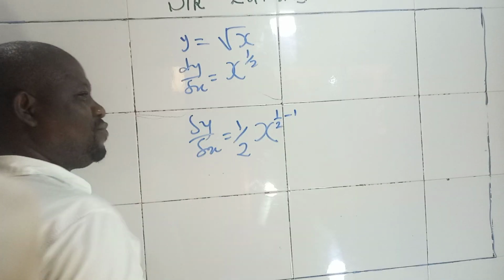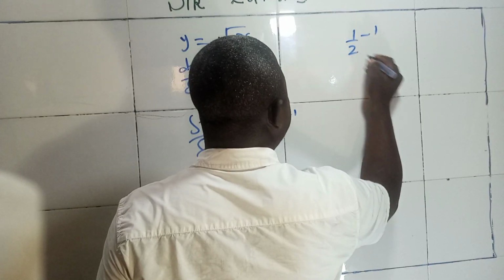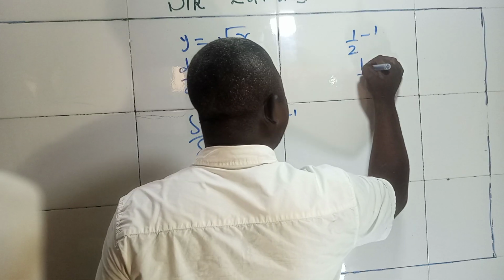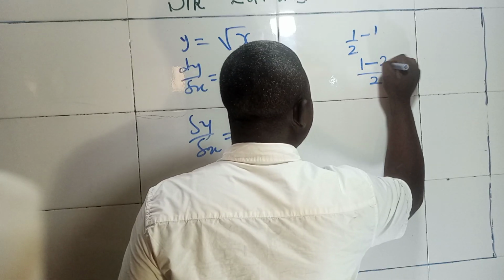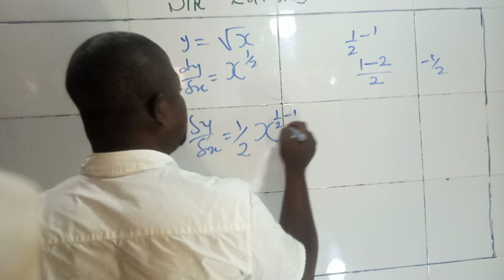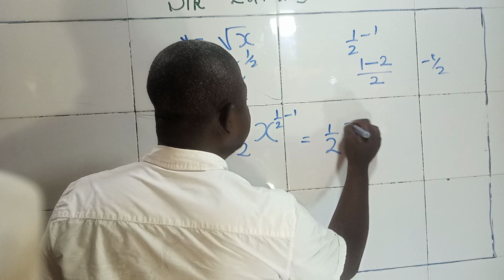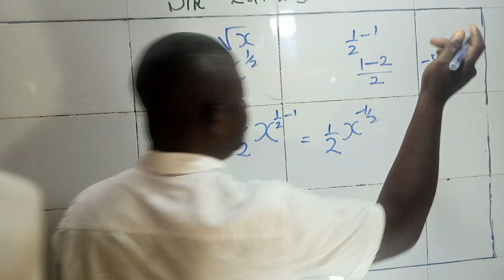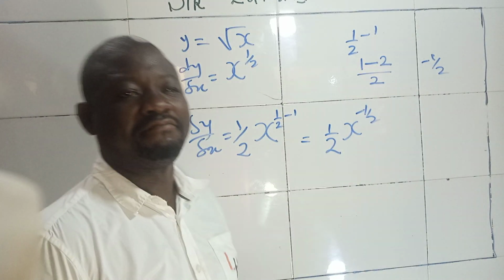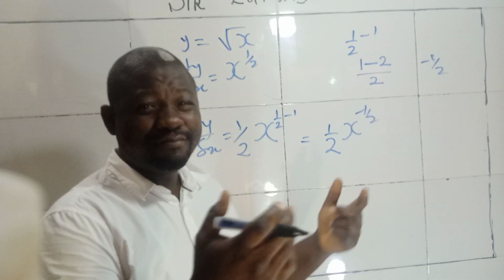Then you do your simple mathematics. This is half minus 1. Find the LCM, that is 2. That is 1 minus 2 over 2, which is minus half. So this one becomes half x raised to power minus half. So it's as simple as ABC.